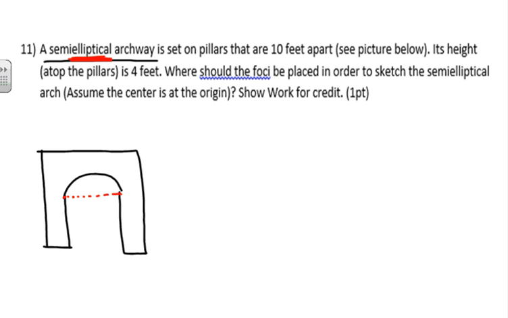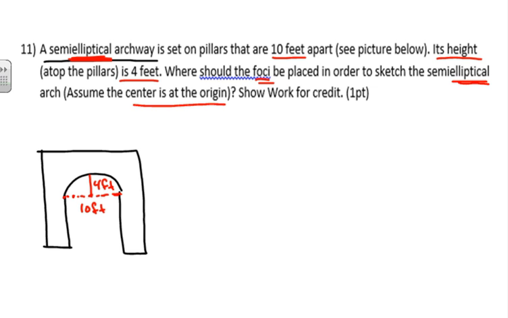All right? The archway is set on pillars that are 10 feet apart. So if you look at this right here, we have an archway which is 10 feet apart, right there. You can see the picture below, which I just drew. Its height is 4 feet. Okay, so the archway's height is right here, which is 4 feet. Where should the foci be placed in order to sketch the semi-elliptical arch? The center is at the origin.